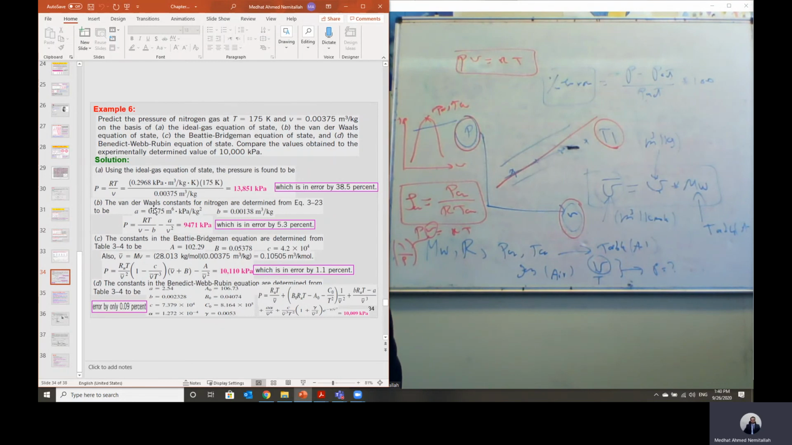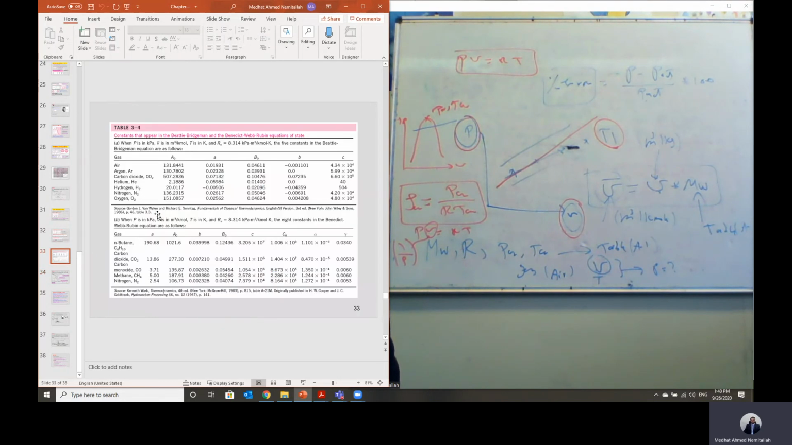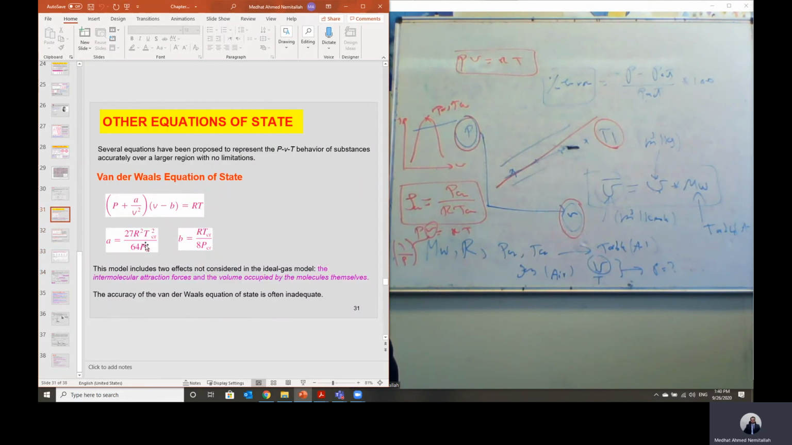Next, apply the Van der Waals equation. This equation is a function of the constants a and b. Constants a and b are functions of the gas constant R, P critical and T critical. Then we can calculate a and b. The critical temperature is given. Pressure should be in kilopascal, and the gas constant is given in the table in kilojoule per kilogram Kelvin.